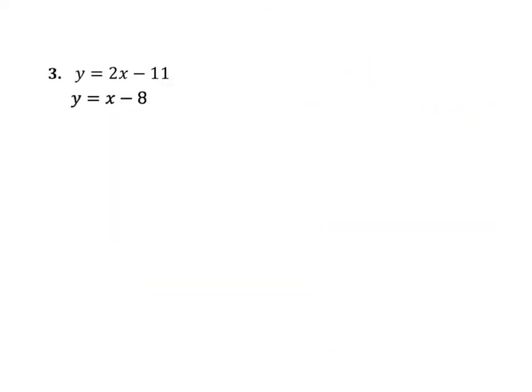All right, for our next one, we have y is equal to 2x minus 11, and y is equal to x minus 8. Well, in this case, both of them are already solved for the variable. So I'm saying that y is equal to this, and if y is equal to this, I can still plug it in. It's just going to go on the one side. So I have 2x minus 11 is equal to x minus 8.